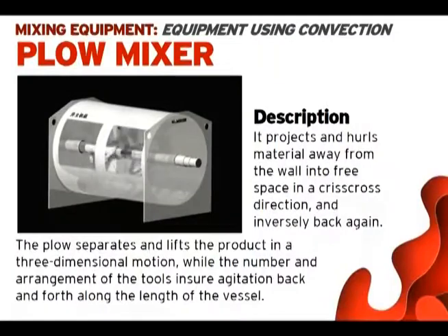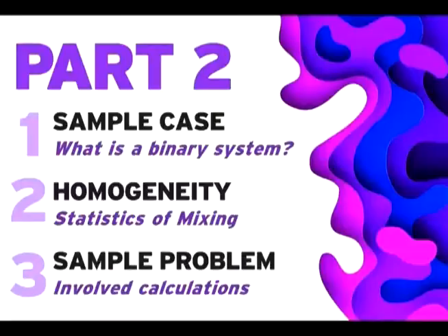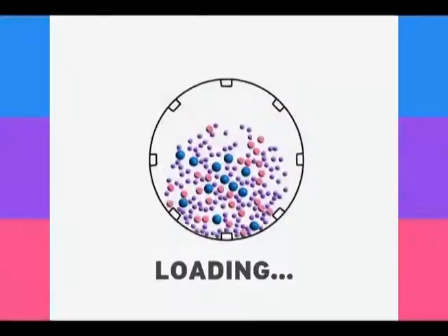The third equipment is the plow mixer. The plow mixer projects and hurls material away from the wall into free space in a crisscross direction and inversely back again. The plow separates and lifts the product in a three-dimensional motion, while the number and arrangement of the tools ensure agitation back and forth along the length of the vessel. So that ends part 2 of the discussion.